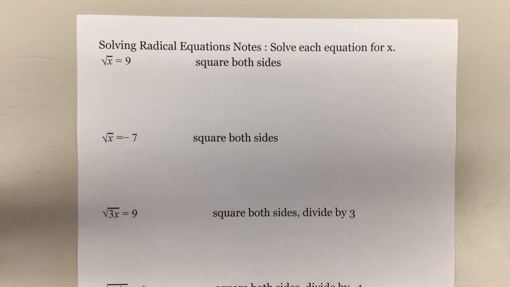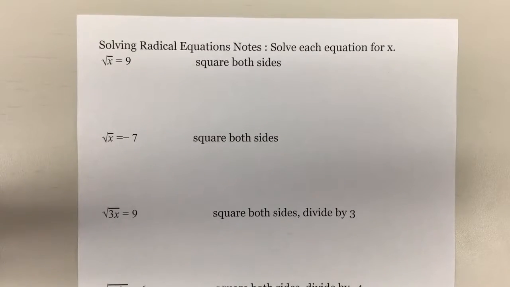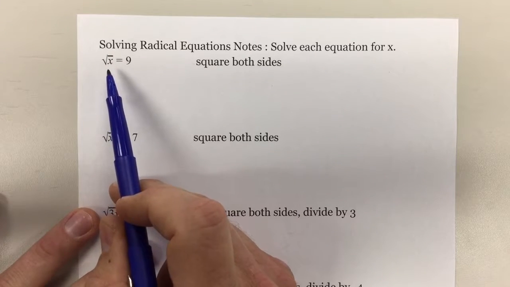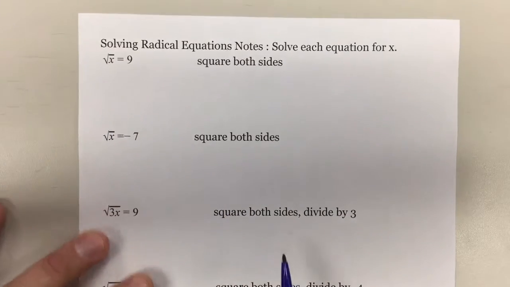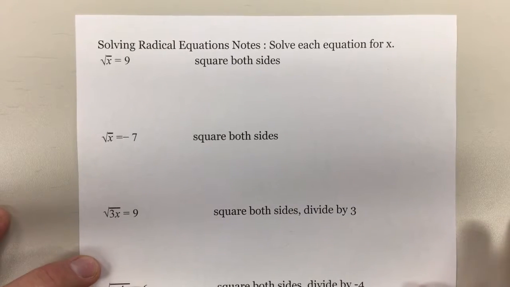Solving radical equation notes. We are going to solve each equation for x, and the new wrinkle this time is that the x will have a square root around it, or there'll be the square root around an equation, like on this third example. So solving these is pretty easy.